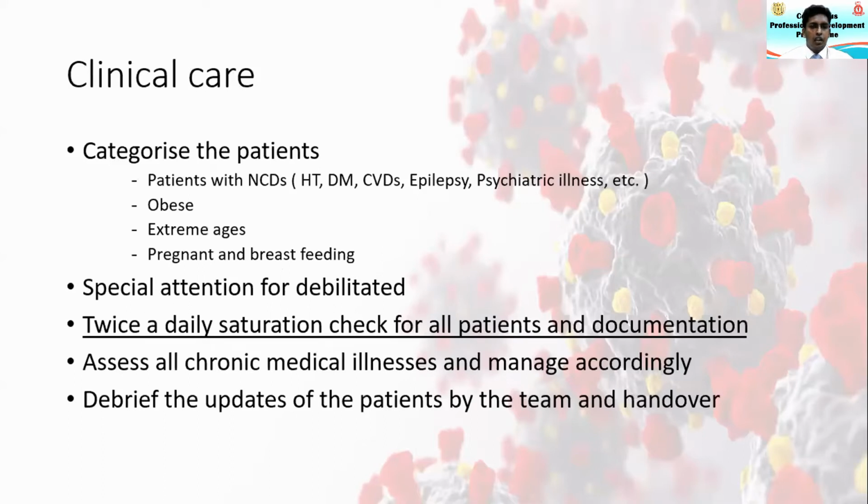For clinical care delivery, this is our main target in the treatment center or intermediate care center. Categorize patients, with special attention to the debilitated. A twice daily saturation check is done in all patients and should be documented each day. Assess all the chronic and acute medical conditions, and simply debrief the updates to the team and handover.